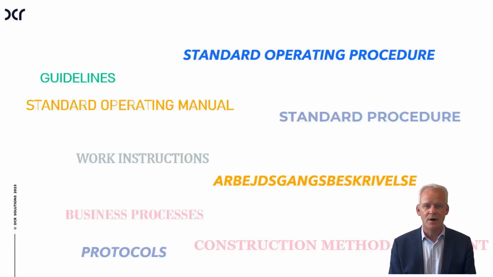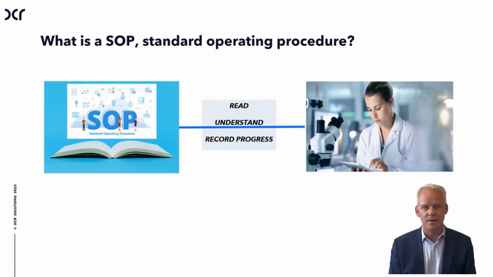The term standard operating procedure is typically used in the pharmaceutical industry. Public services often use the term standard operating manual or simply work instructions. Given a SOP, the employee must read and understand the text and record progress during their work.